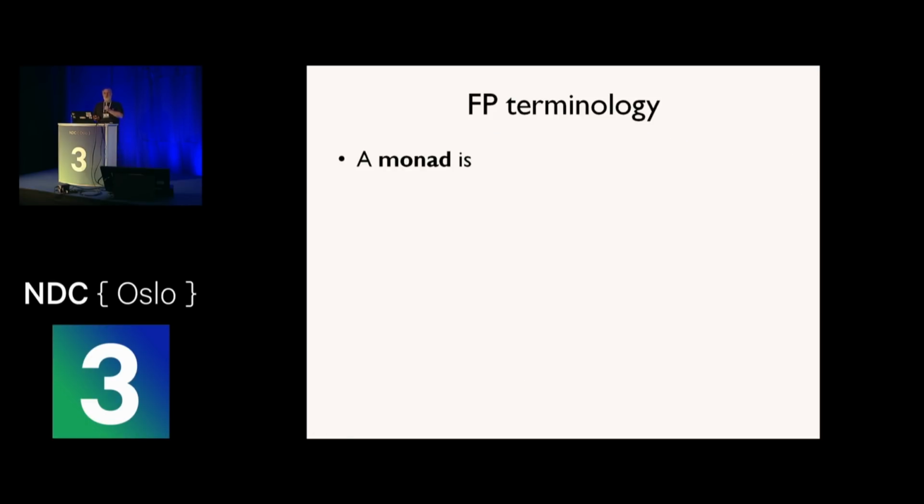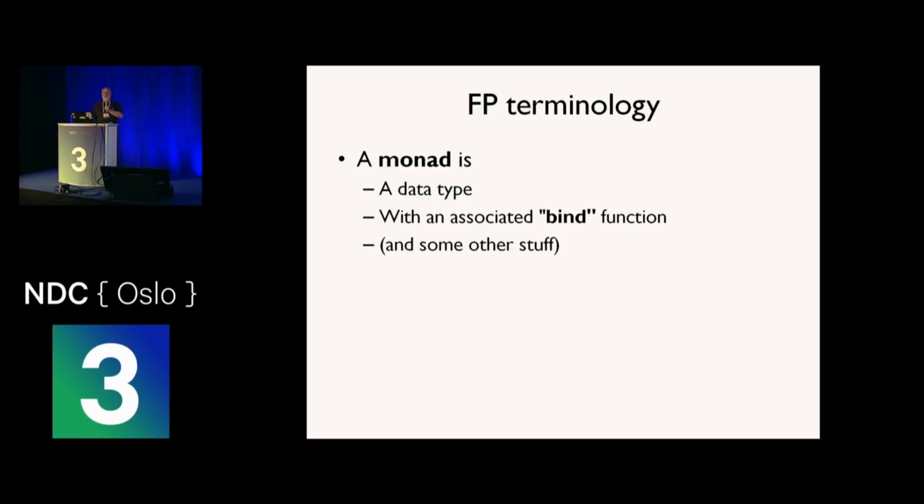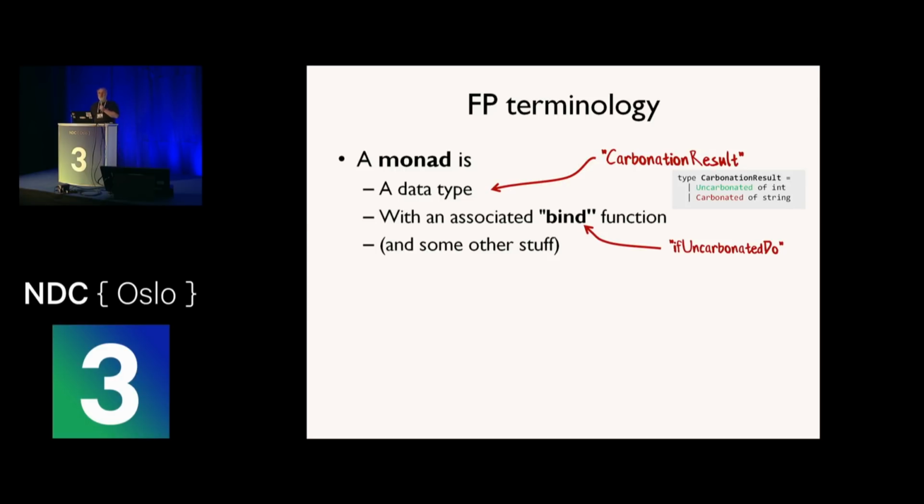So this brings us to monads. So monads sounds scary, but it's really not as scary as you might think. A monad is just a data type and an associated bind function and a couple of other stuff which is really not important right now. So that's all it is. It's a data type and a bind function. So in our case, the data type was the carbonation result, which is that little thing with the two choices. And the bind function was the if uncarbonated do. So we just created our own monad in the last few minutes.